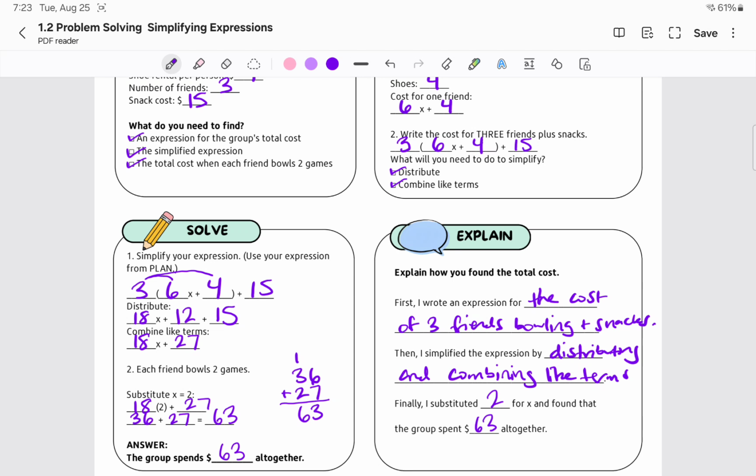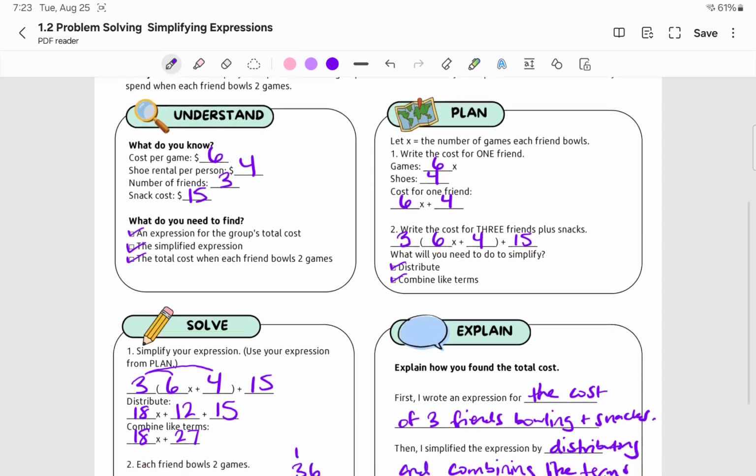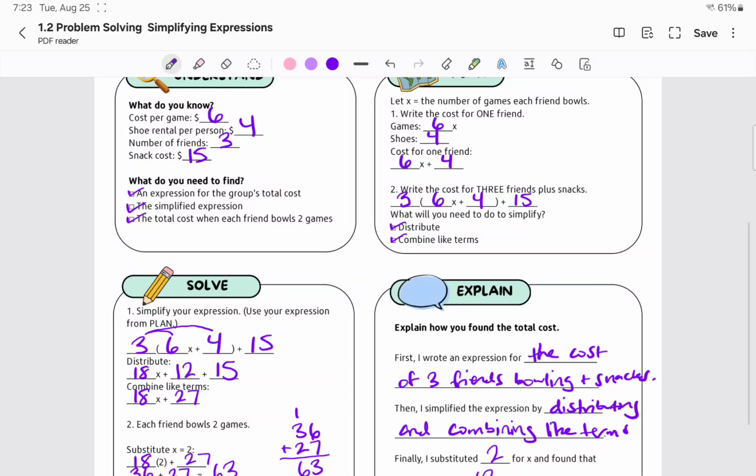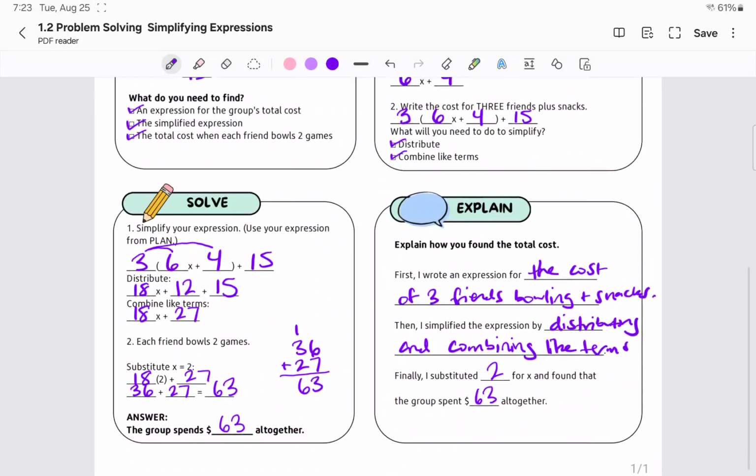So just as a final little reminder here, when we do problem solving, we're going to first understand the problem, then we're going to plan what we're going to do, then we're going to solve it, and then we're always going to explain how we found our answer.